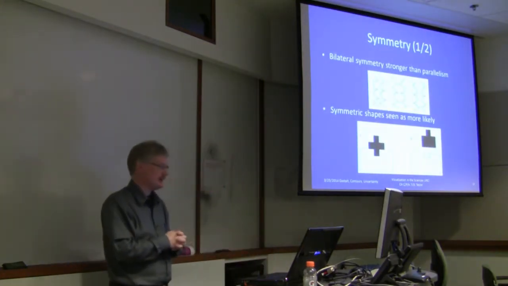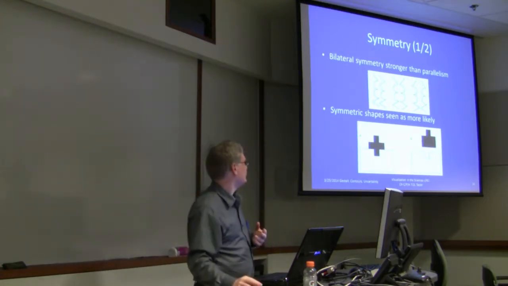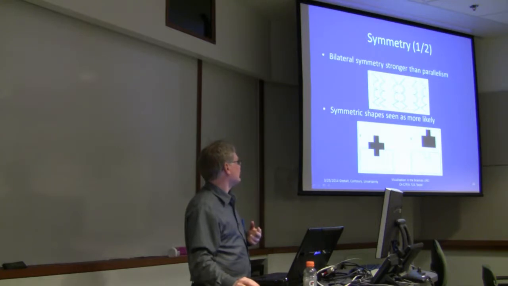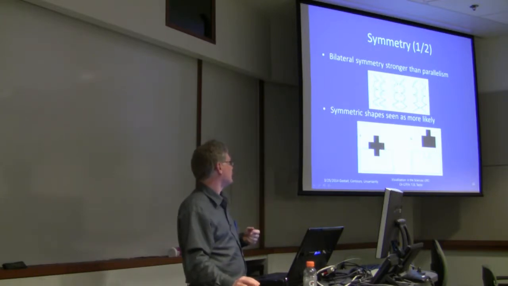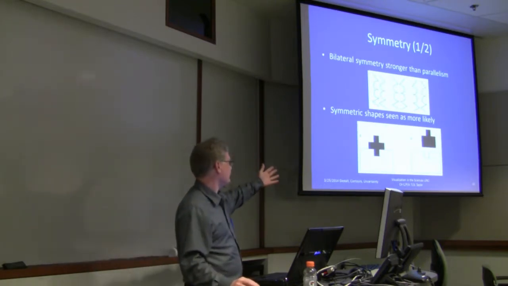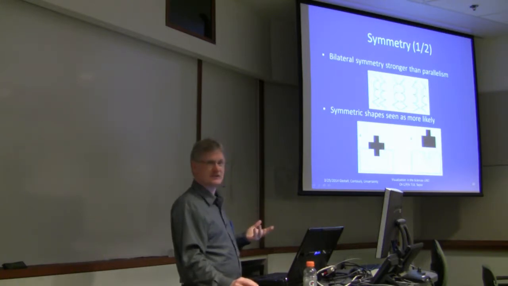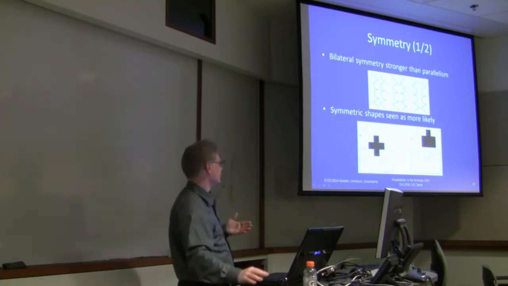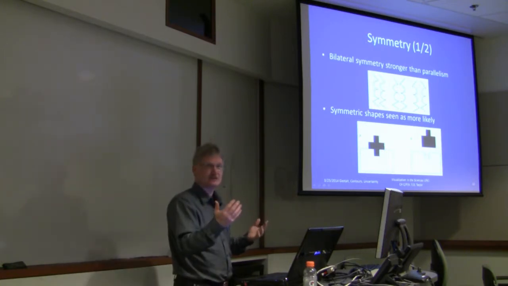All right, so symmetry. Basically bilateral symmetry is stronger than parallelism. And so this looks more like this than this does, right? They tend to group together. We see a kind of symmetric object rather than parallel objects. And symmetric shapes are seen as more likely, right? So this picture on the left could be this shape behind this shape, but we don't perceive it as such. We perceive it as a cross in front of a uniform white square because those two objects will be more symmetric than these two objects. And so we just have this kind of assumption of symmetry.